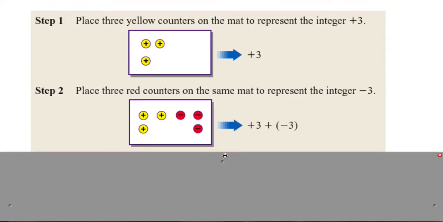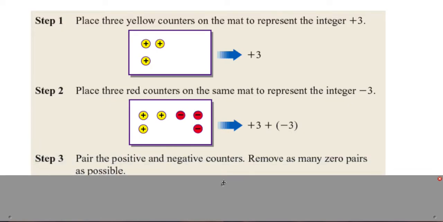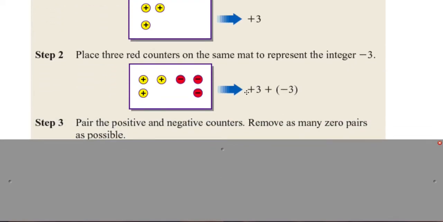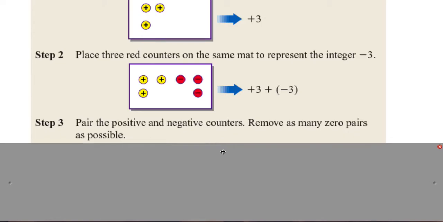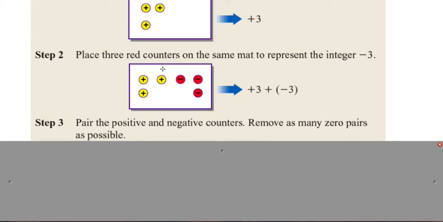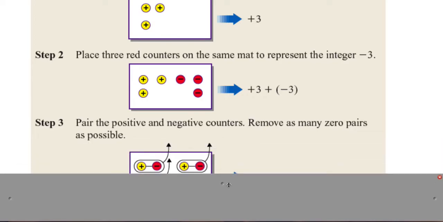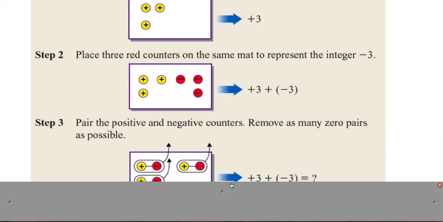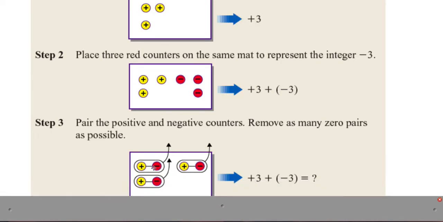Step number 3, pair the positive and negative counters, and this is where we get the name zero pairs. Remove as many zero pairs as possible, because you know for a fact that when you have a positive 1 and a negative 1, that equals 0. If you do that, we pair our zero pairs, and we have 3 of them. Pair up a yellow and a red. That's a zero pair. If you pair them all up, what's going to be left on the mat?